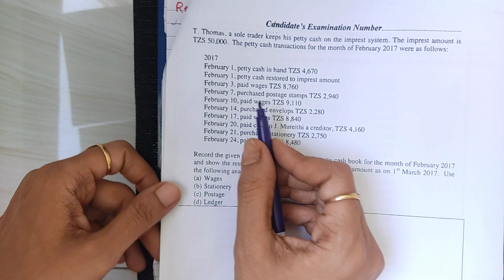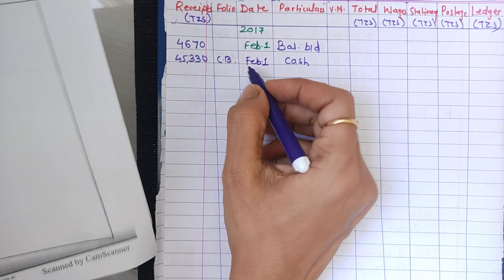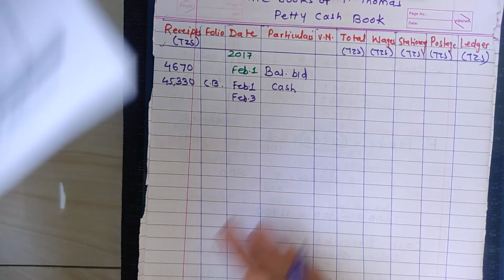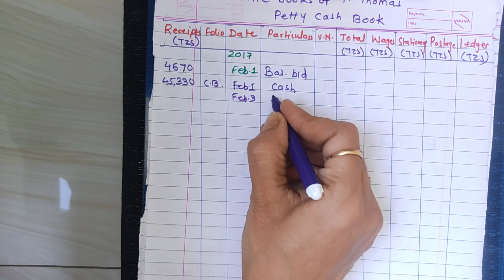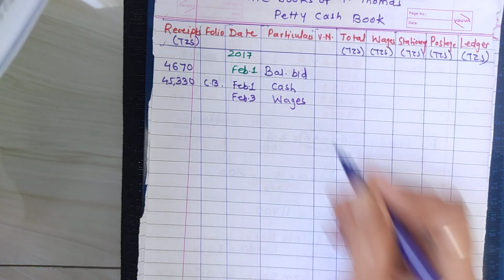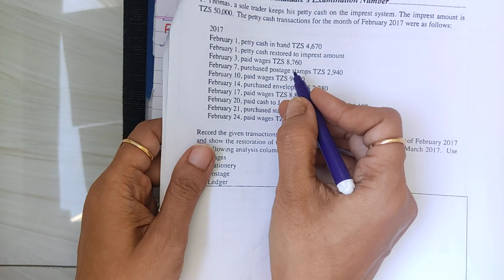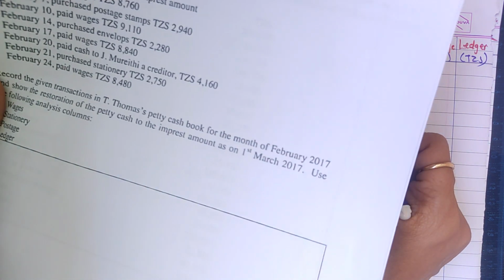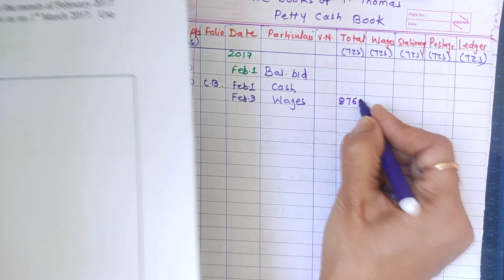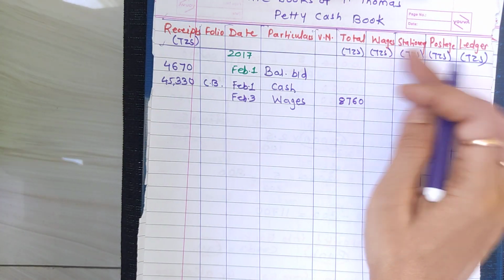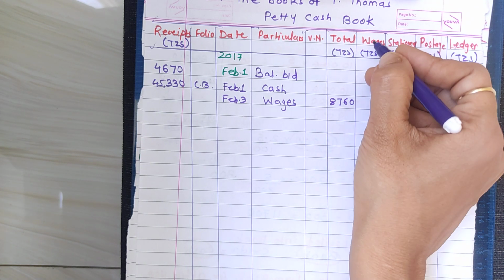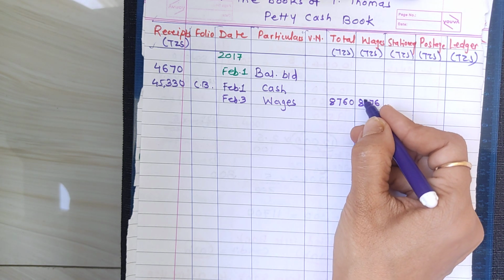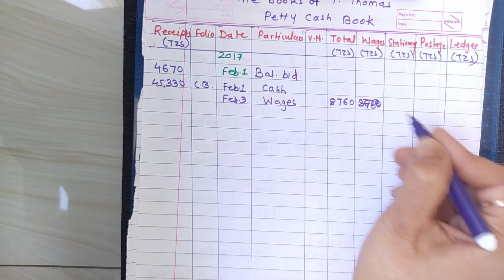Then the next transaction, one by one now we will do. Feb 3rd, paid wages. Now it is very easy, one by one you have to write down the transaction. Amount is going for wages. How much is it? 8760. Each amount will come twice. One you will write down in the total column, 8760. Now it is for wages, so just find out the column for wages. So in the same column write down 8760.